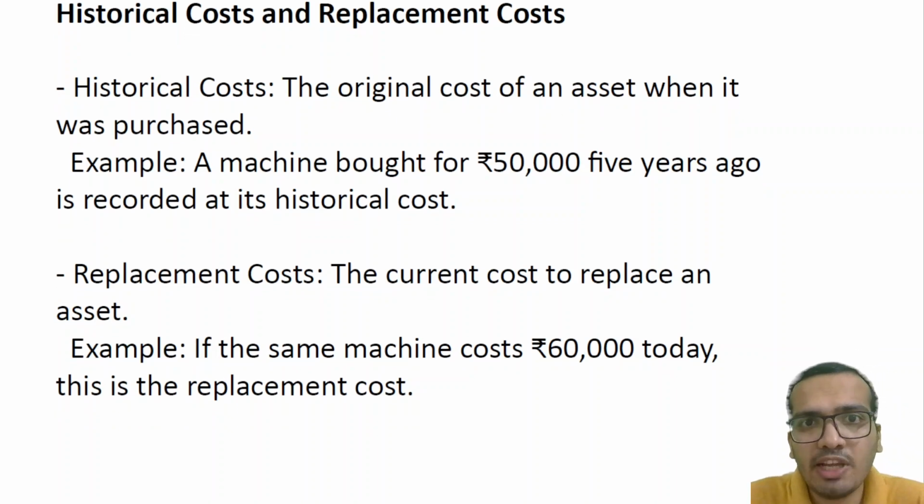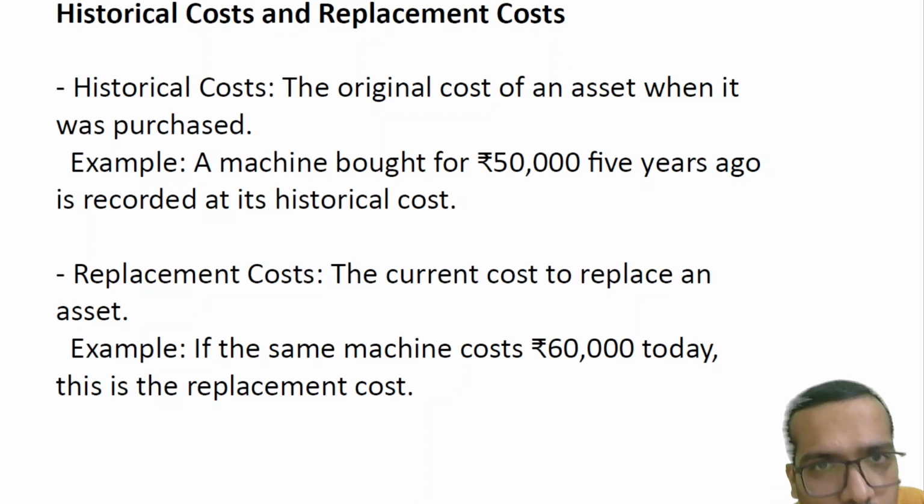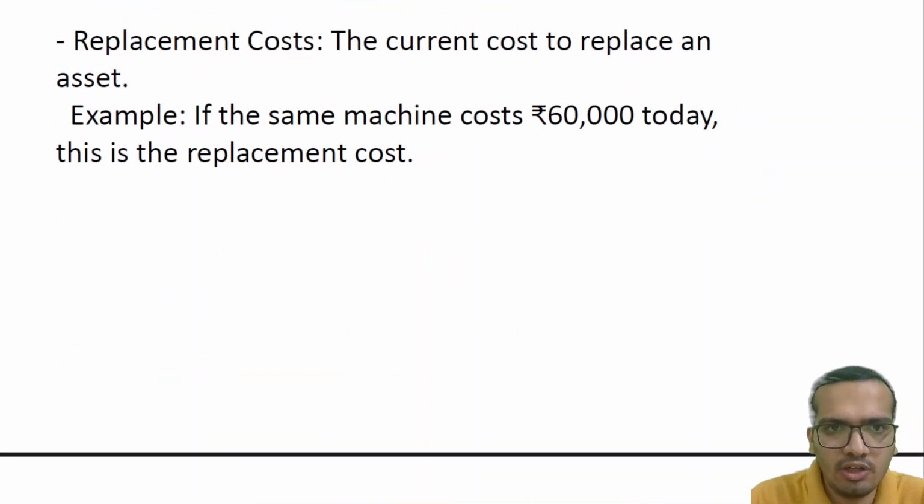Then comes replacement cost, the current cost to replace an asset. Example, if the same machinery which we bought earlier for 5000, if we thought to buy it now, it will cost rupees 6000. This is called the replacement cost.